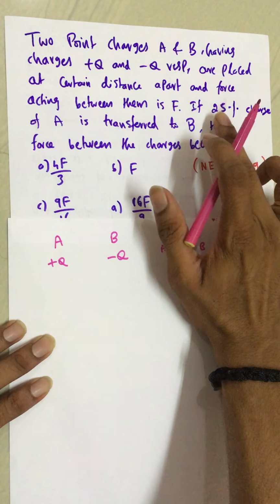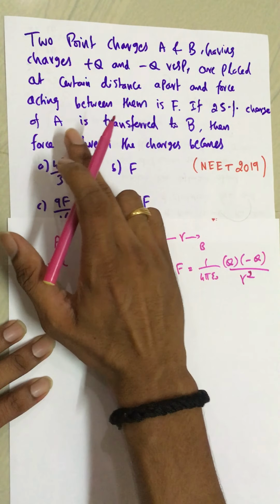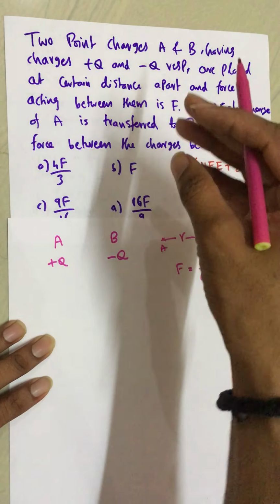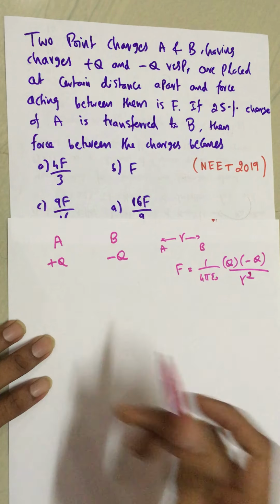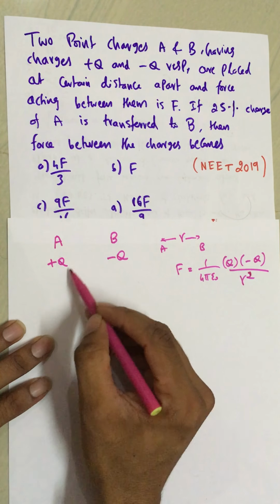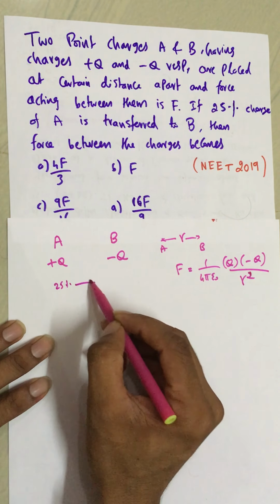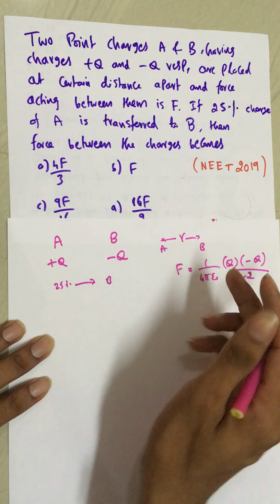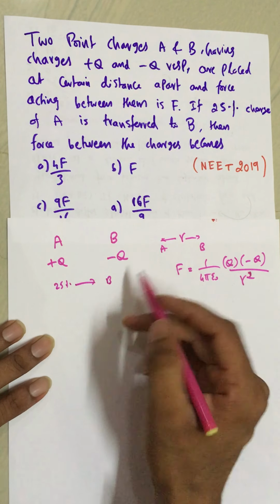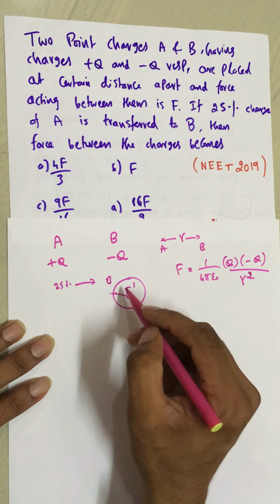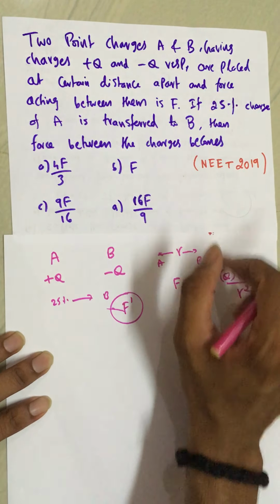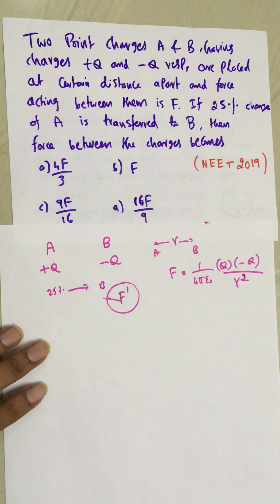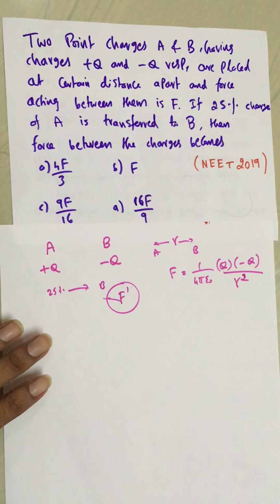Now if 25% of charge A is transferred to B, then the force between the charges becomes what? If 25% of A is given to the charge B, then what happens to the force? That force F dash we have to write in terms of this F, because the answers are in terms of the F which is given here.